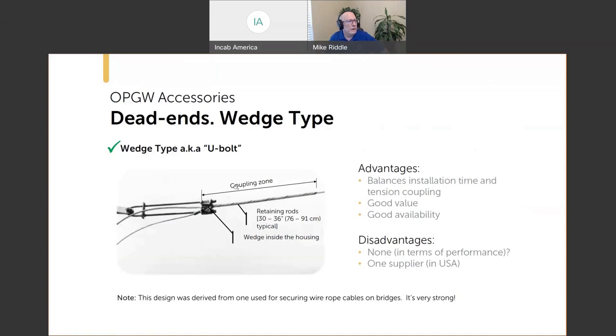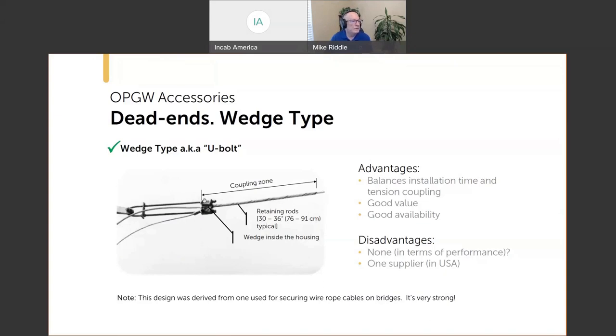First up, dead ends, and you see right away this particular type, or U-bolt type, gets the much coveted Mike Riddle preferred item rating. And when you're looking at a dead end, the key concept that you need to understand is the coupling zone. Fundamentally, with the dead end, what you have to do is couple the tension that's in the cable through the dead end to the connecting hardware and to the structure. So the area over which you do that, I'm calling the coupling zone, or you could think of it as the tension transition zone. In this particular dead end type, that occurs over this complete distance.